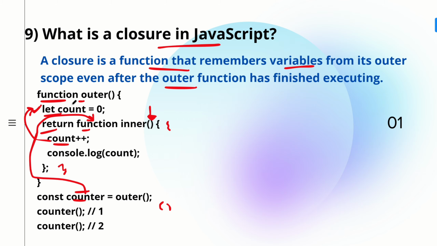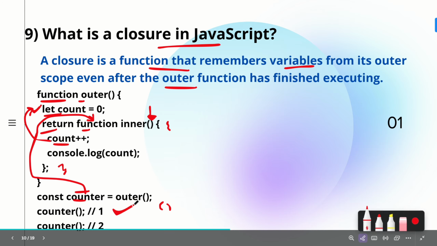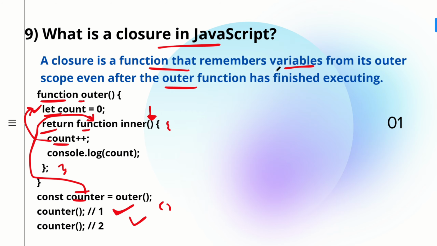Now since it is remembering that, okay, there was a variable in my outer function, in outer scope, it is going to do plus plus. So 0 plus plus is what? It is 1. So this is what you see, 1 is written here. Then again you're calling this function inner. So till now count has become 1. Now second time when you call, 1 plus plus becomes 2, right? So that 2 is printed here. So this is what is called closure. So closure is a function that remembers the variable from its outer scope even after the outer function has finished executing. So this is how you can explain closure to your interviewer.